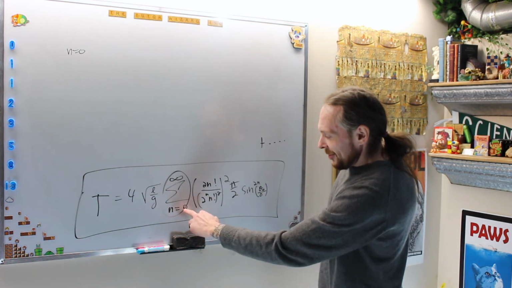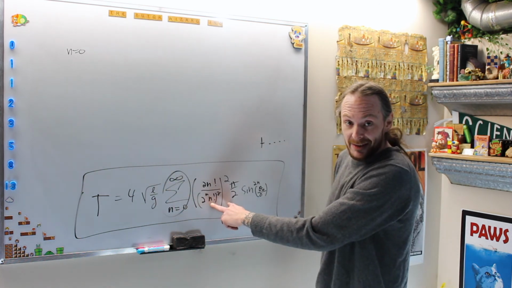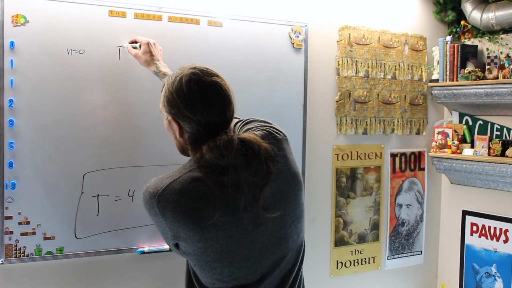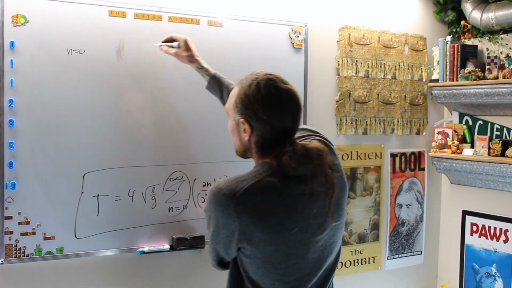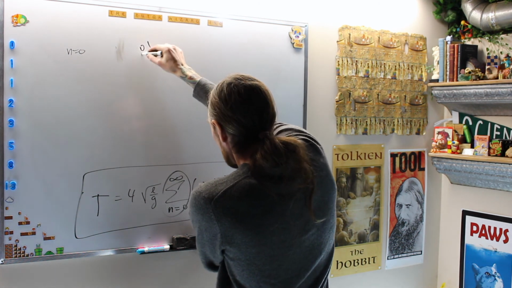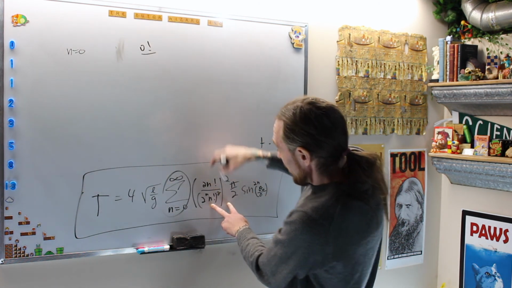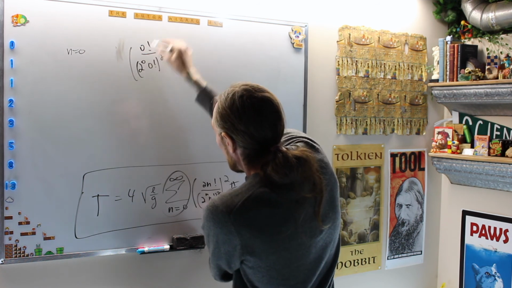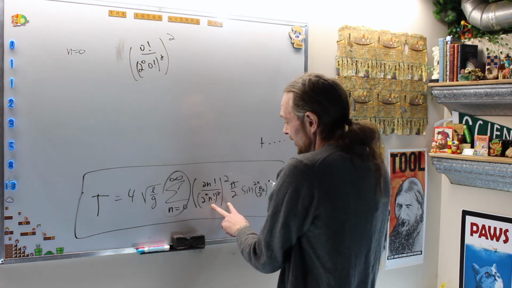When n equals 0, I put n equals 0 in this formula here in the first term. So let's just do the first term. That's going to give me 0 factorial, 2 times 0 factorial, over 2 to the 0, 0 factorial squared.